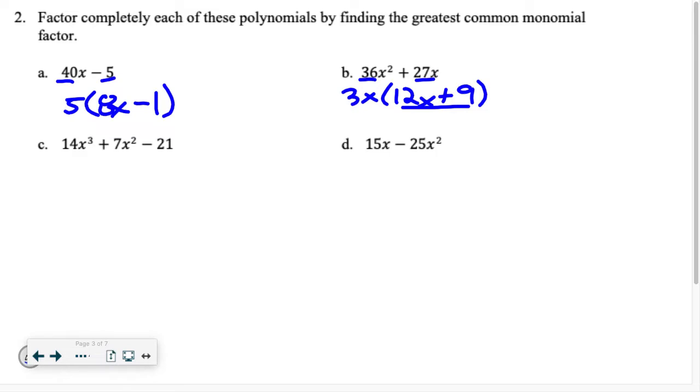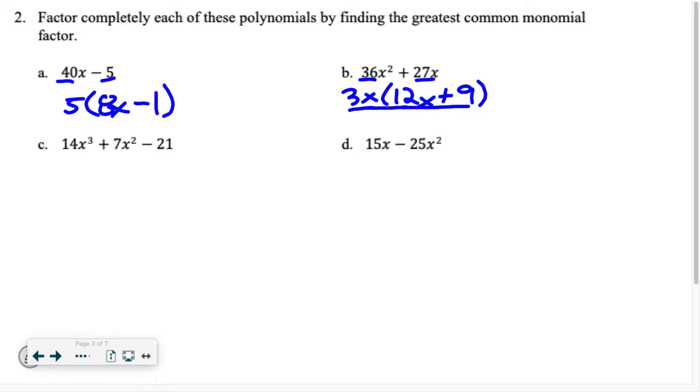So when I took a 3x out, that was not my greatest common factor. It's still a factored form, but it's not my greatest. So I'm going to take out an additional 3. So if I do that, I'm going to take out a 6x in the end. Okay? Then I'm going to be left with, whoops, sorry about that. Let's erase that. Minor mistake.